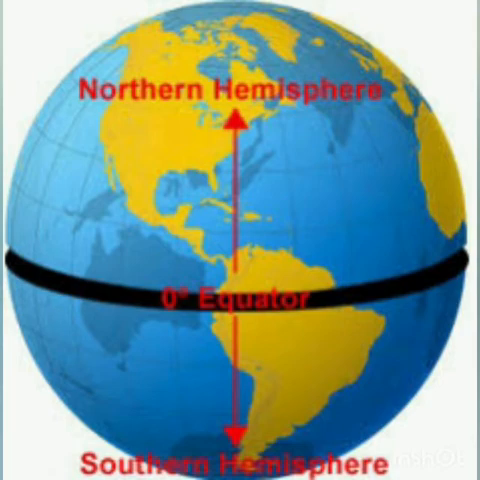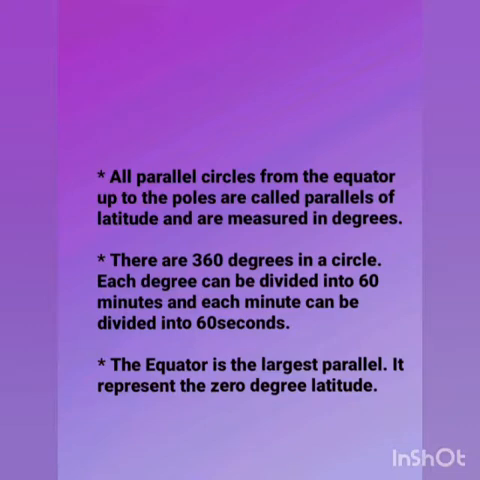Next important thing is that there are 360 degrees in a circle, each degree can be divided into 60 minutes, and each minute can be further subdivided into 60 seconds. With the help of this, we will be able to calculate the time of a particular place, but later on, not in today's class. Moving on to the next point, the equator is the largest parallel. It is also known as the great circle.